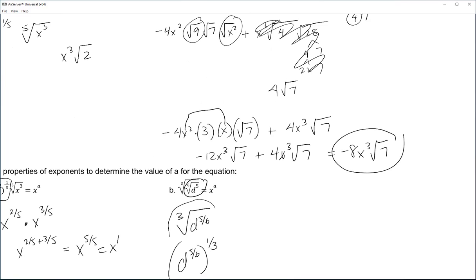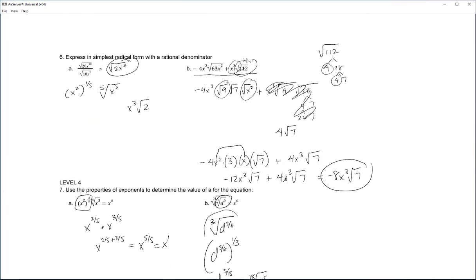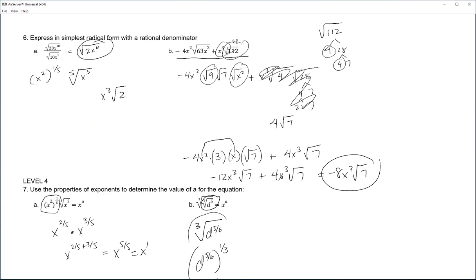Okay. Again, that was just one of those extra problems that's probably going to be on your test. I replaced that with number 7. Okay. Here is the problem. All right.